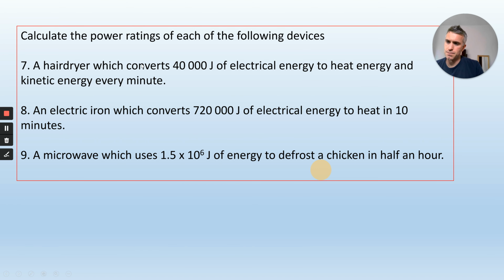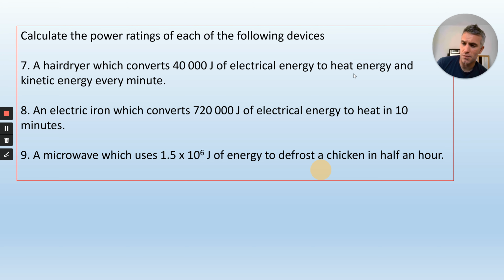Another question. Calculate the power rating of the following devices. A hairdryer, which converts 40,000 joules of electrical energy to heat energy and kinetic energy every minute. So we want power. The equation for power is energy divided by time. But do we want time as minutes? No, we don't. We need time as seconds.